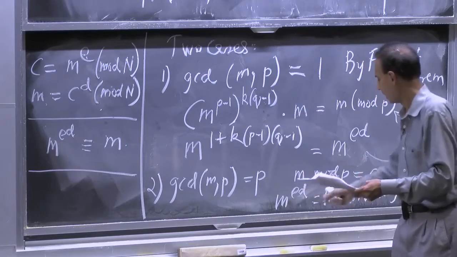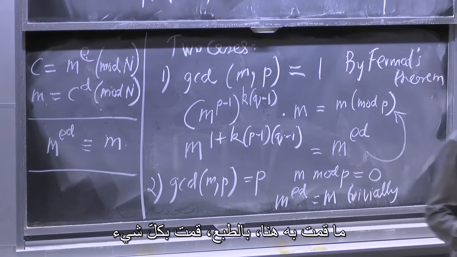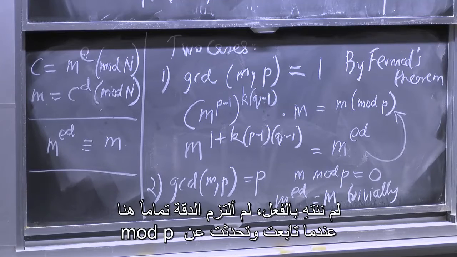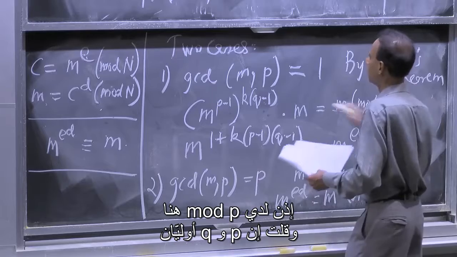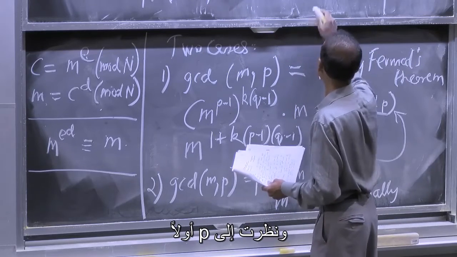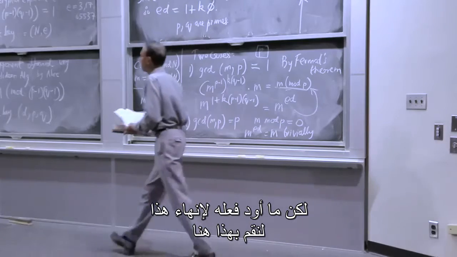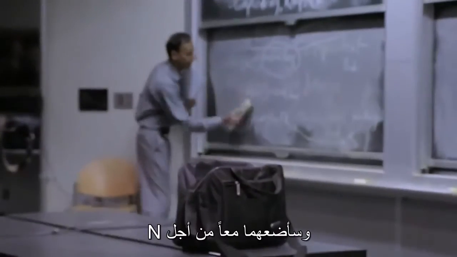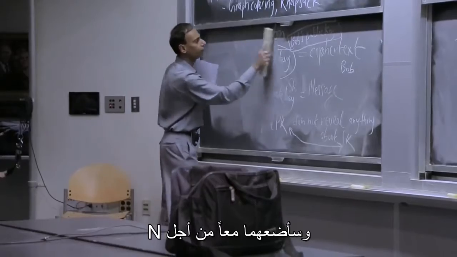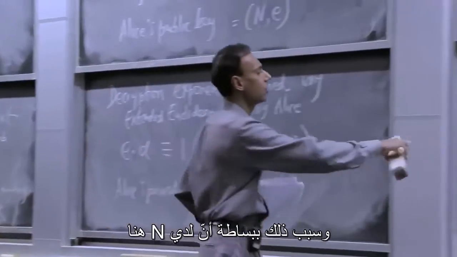So what happened here, I said that m raised to ed equals m. And what I did here, of course, was I did everything. So it's not quite done. A little sleight of hand here as I switched over and talked about mod p, right? So I had mod p over here, and I said p and q were primes, and I looked at p first. But what I need to do, just to finish this off, let me do this over here, is I have to do the same argument for q, and I'm going to put it together for n.